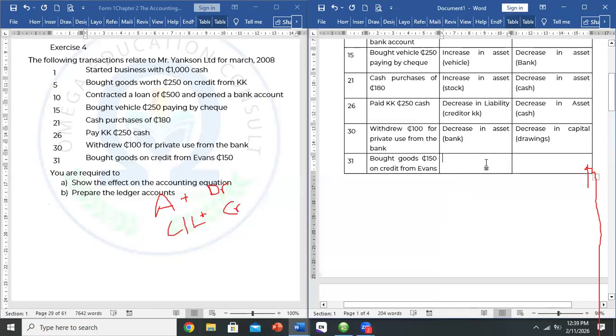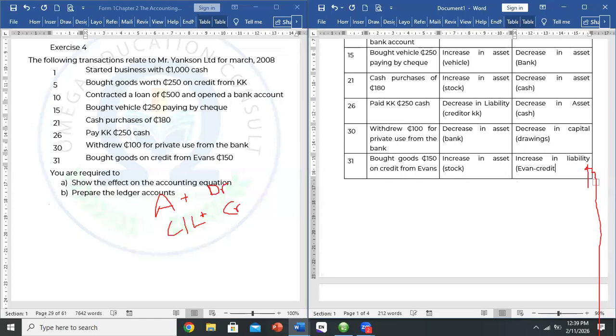So we bought goods on credit from Evans. So our asset stock will increase, like he said, and a liability, which is a creditor, Evans, will increase. So we have an increase in asset stock. This is so because we bought goods, and anytime you buy goods, your stock asset will increase. And here we didn't pay, it was on credit. So there will be another increase in liability, and that is a creditor, Evans.